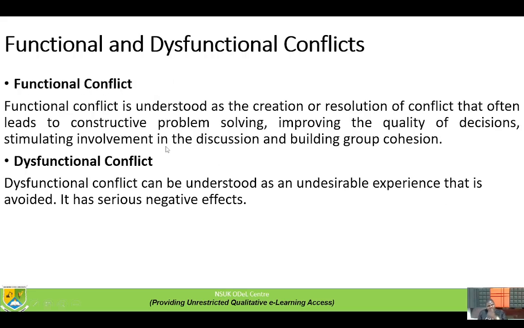So having said that, the next thing we're going to look at is the functional and dysfunctional conflicts.